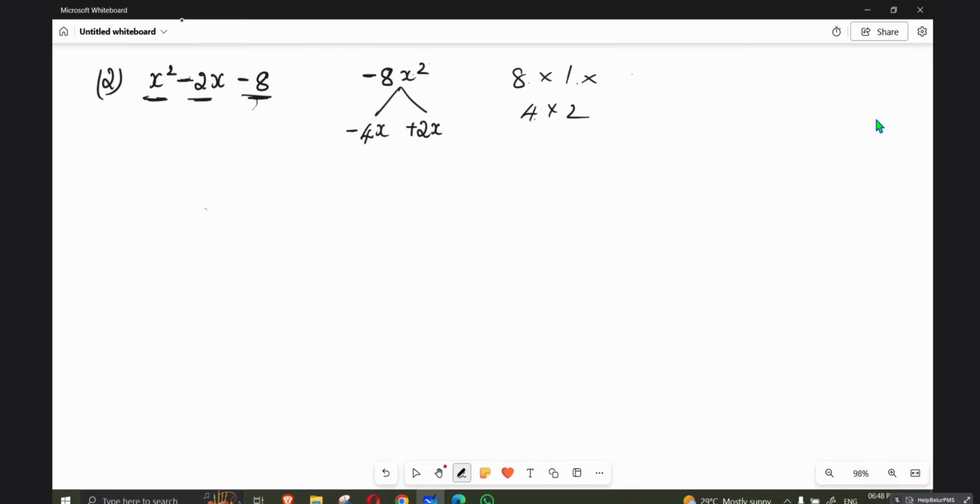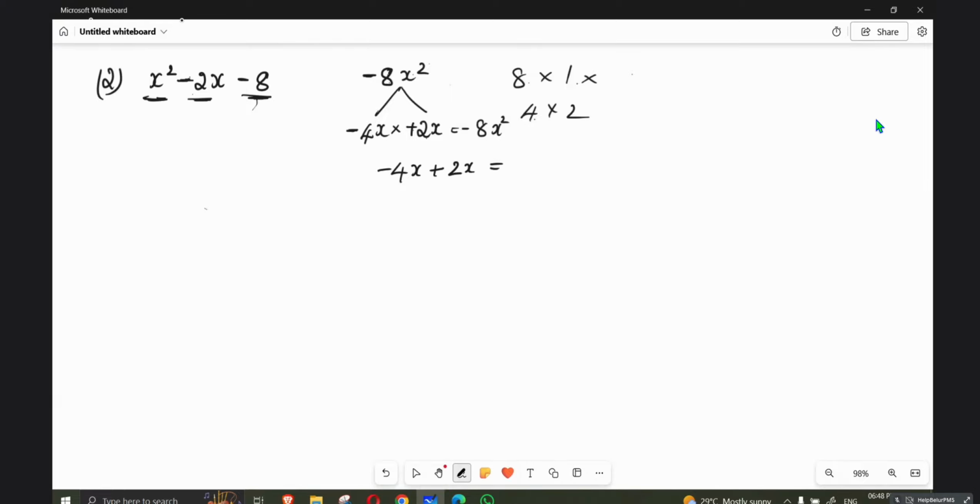Okay, because here I should get minus 2x, no? So the bigger number should be minus. When I multiply, what will I get? Minus into plus is minus; 4 2s are 8, so I'm getting minus 8 x square. And now, when I'm adding, or maybe the subtraction.